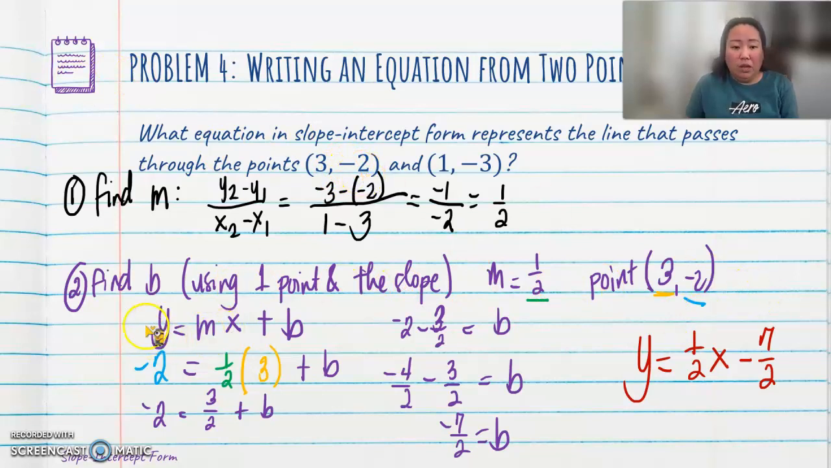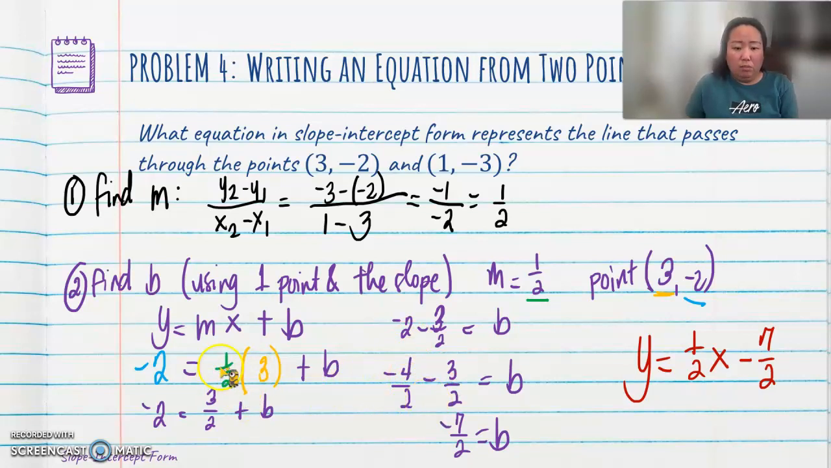So I put them into the y equals mx plus b. The only thing that remained missing is the b. And so simplifying all of it, you will end up having b to be -7/2. And so, oh, by the way, just in case you are wondering, where did the -4/2 come from?